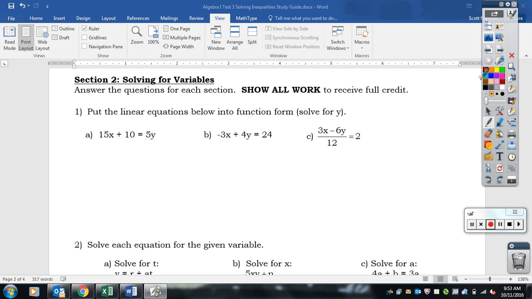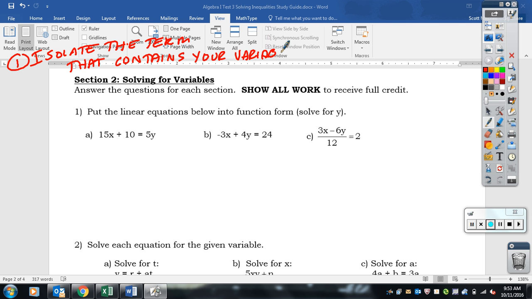The first step in solving for a variable is to isolate the term that contains your variable. In A, there are 3 terms. Terms are separated by plus signs, minus signs, and equal signs. This is the term that contains my variable. Lucky for me, it's already been isolated, which means to get it by itself.